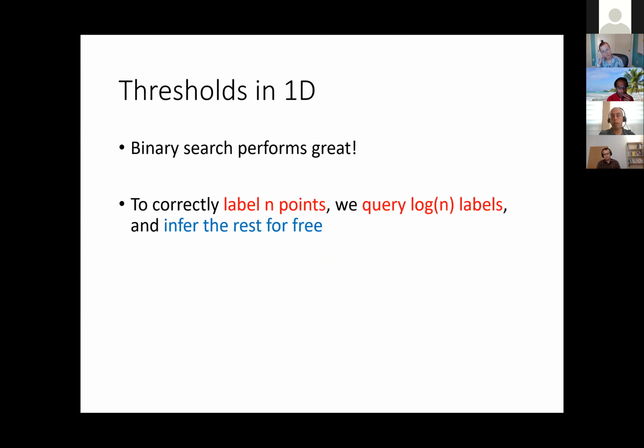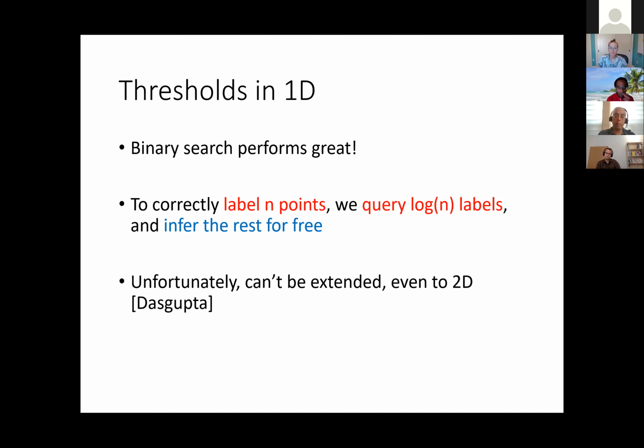All right, so I do binary search every time. So to correctly label n points in one dimension, we just need to query log n. So we get this bound of log n. And we just infer the rest for free. So at least in one dimension, we can do much, much better compared to querying all the points. Of course, one dimension is a very, very toy problem. So the question is, can we hope to generalize this binary search approach to higher dimensions?